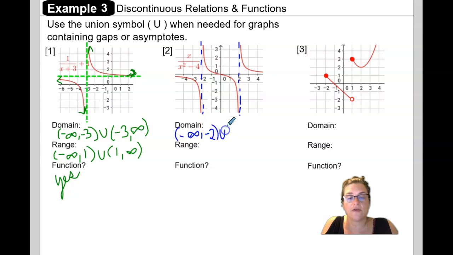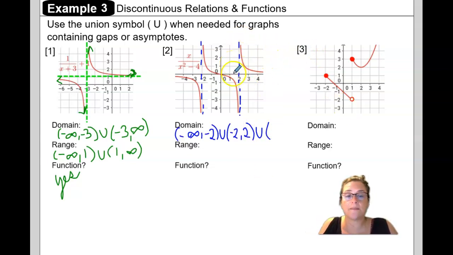Then we'll have a union to join that with the next interval, which picks up again on the other side of negative 2 and keeps going continuously through here until positive 2, right? We're approaching but not touching positive 2. So negative 2, comma, positive 2, and that's an open interval.